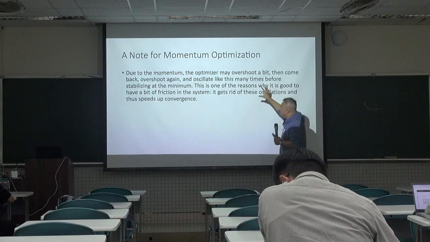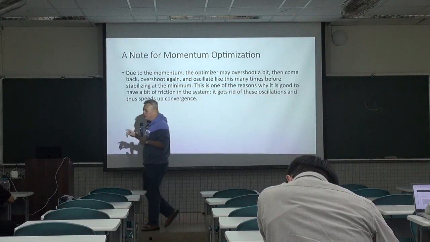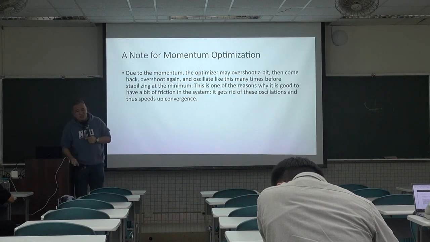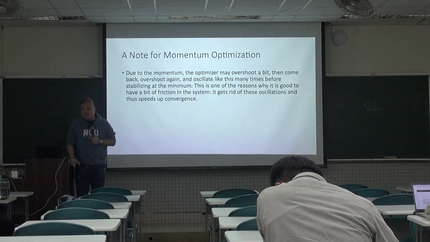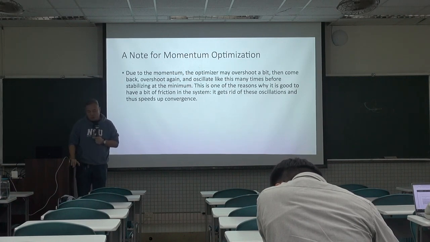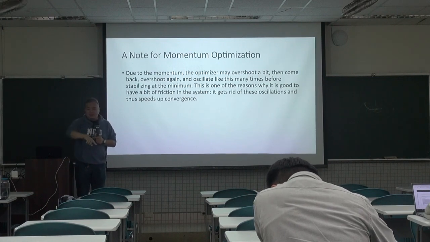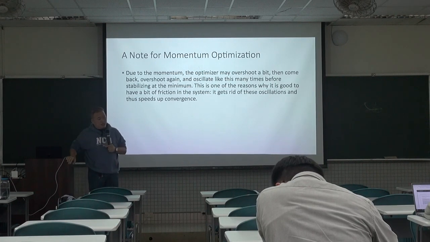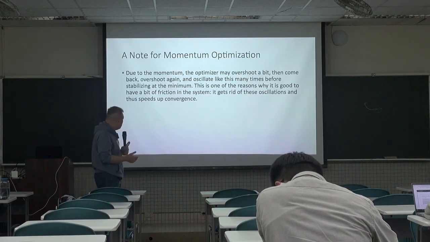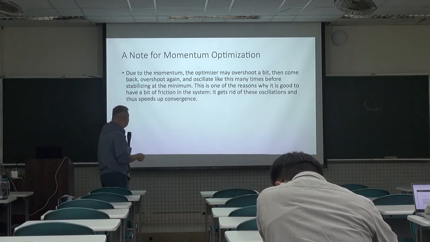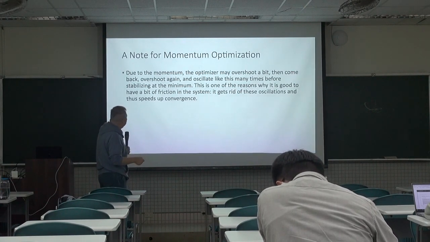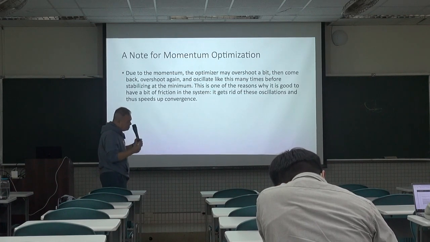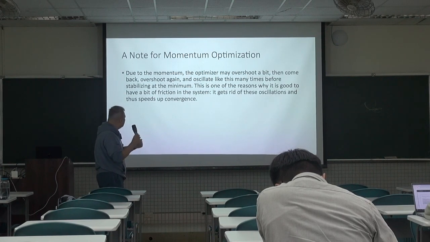However, remember in momentum optimization, we have the friction, right? Having that friction helps us eventually stabilize at the optimal location. Because the learning rate is fixed, it would fluctuate all the time, but with momentum optimization, because we have the friction, it helps us stabilize. It will take a while for this friction to take effect and help you converge.